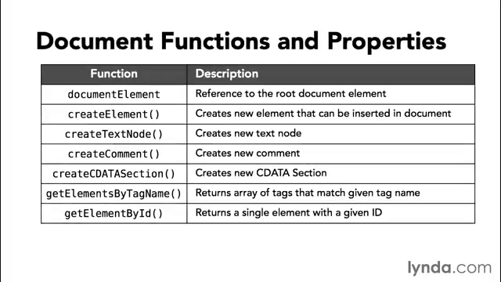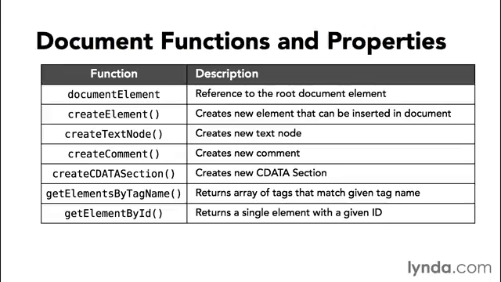There are also properties for doing things like accessing and creating document content. For example, the document element refers to the root document element. There are create functions like create element, create text node, and so on that allow you to create new nodes of the relevant type. There are also functions for accessing nodes in the document. For example, the getElementsByTagName function will return an array of tags that match a given tag name. So for example, you can ask the document to get elements by tag name and give it something like P, and that will give you all the P tags. You can also call getElementById, and that will return a single element that matches the ID that you pass in. So if the element has an ID attribute set to a certain string, you can retrieve it using this function.